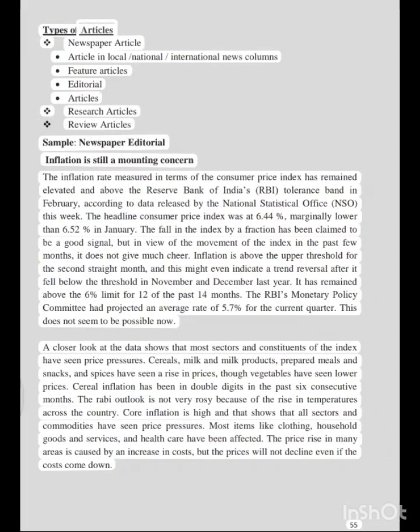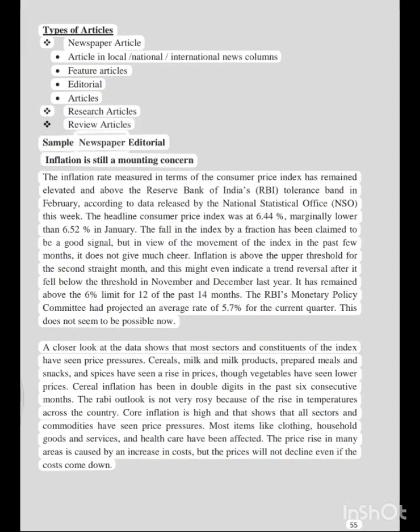Types of articles. Newspaper article. Articles in local, national, international news columns. Feature articles. Editorial articles. Research articles. Review articles.